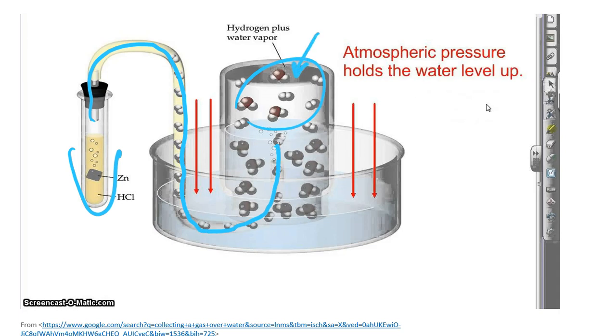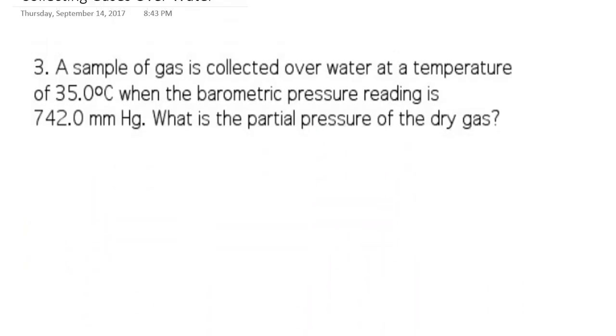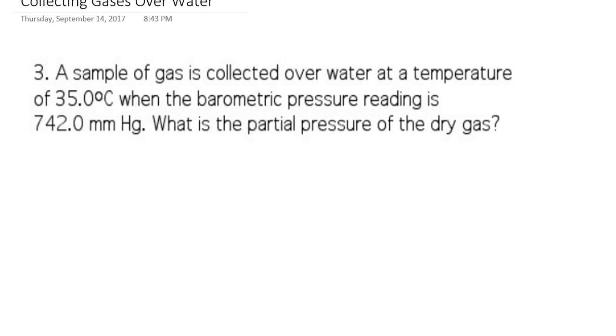Now, in the vessel, we have the gas of interest, but we also have water vapor that we have to account for. And so this is an ideal application of Dalton's law of partial pressures. Because, for example, suppose that I collect a sample of gas over water at a temperature of 35 degrees Celsius, when the barometric pressure, which is the pressure of the atmosphere, is 742 millimeters of mercury. What's the partial pressure of the dry gas?